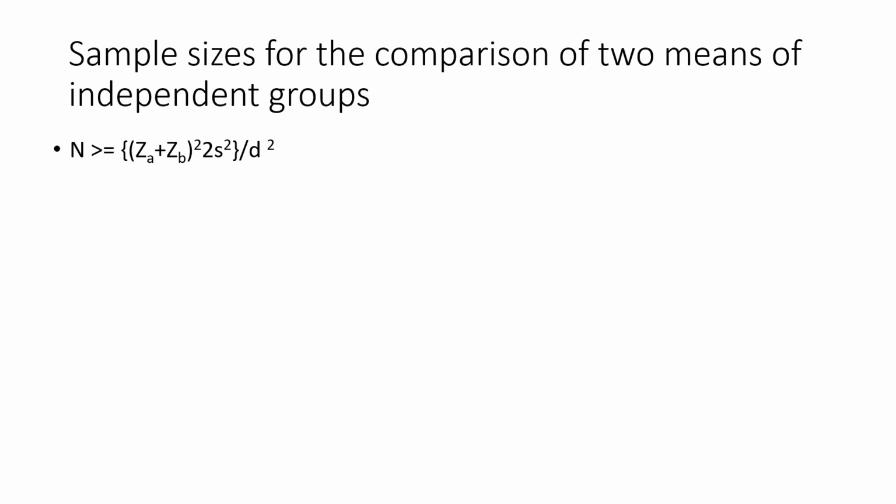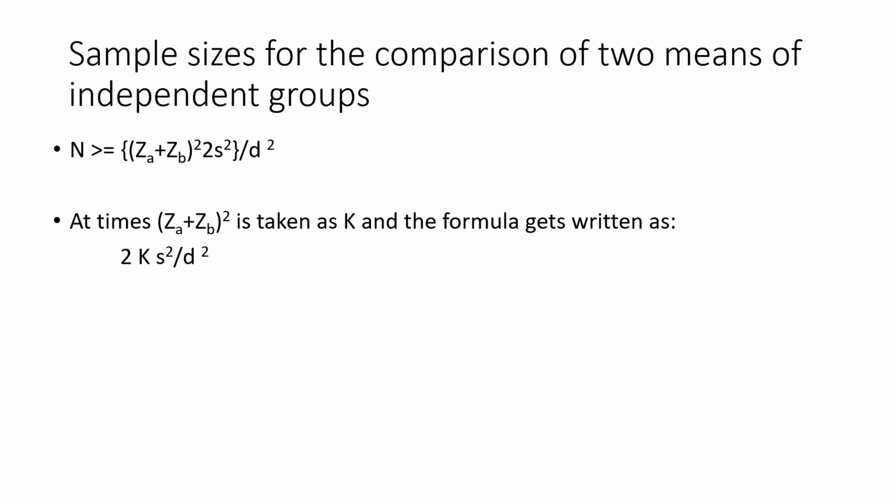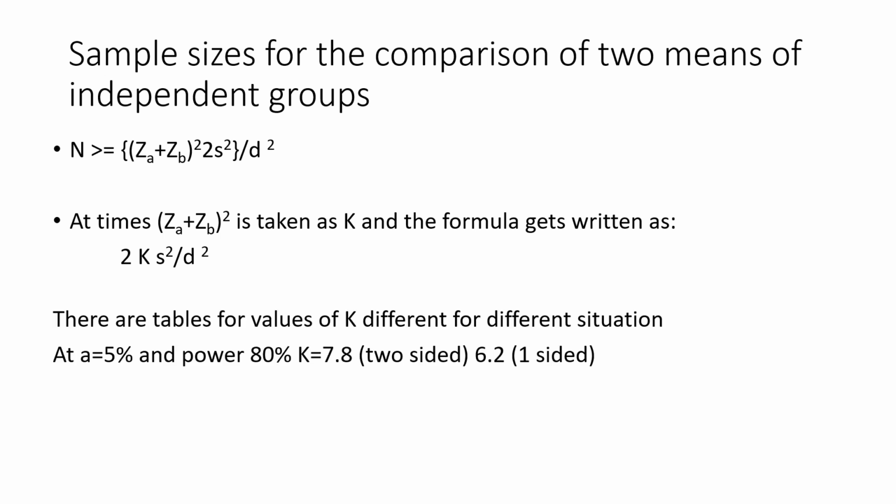So z beta is by default considered at 80%. 2 into s square divided by d square. Now this z alpha plus z beta, at times it is taken as a constant. So in short, you can write the same formula as 2 into k multiplied by s square by d square.